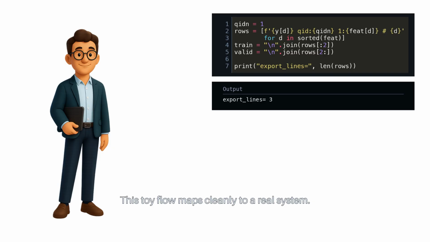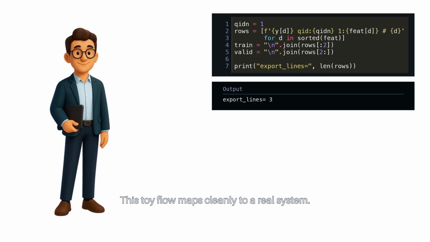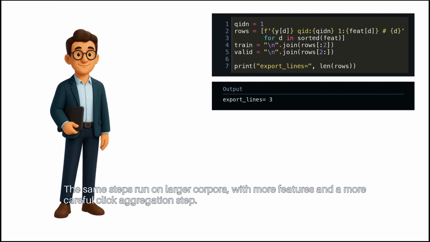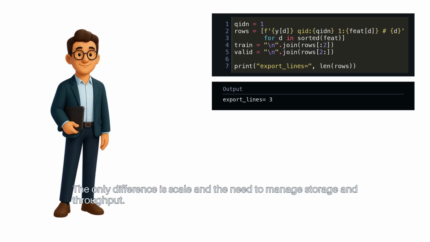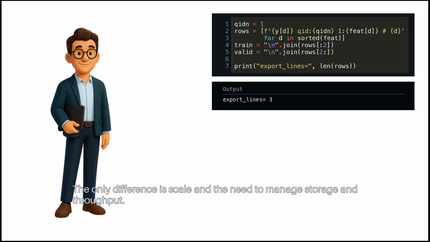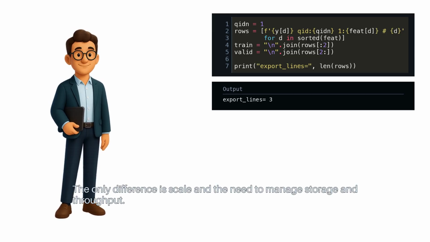This toy flow maps cleanly to a real system. The same steps run on larger corpora, with more features and a more careful click aggregation step. The only difference is scale and the need to manage storage and throughput.